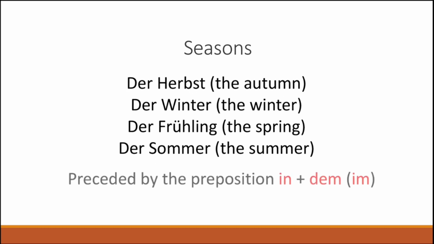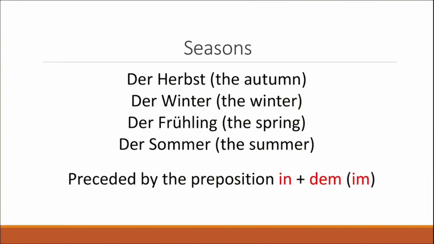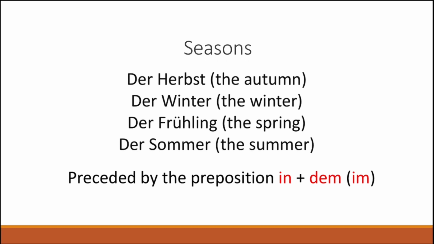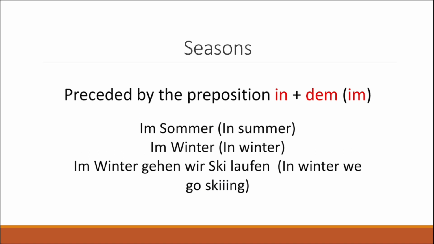And while talking about seasons, we know that they are always preceded by the preposition in dem, which is also expressed as im. Here you can see some examples. If we would like to say in summer, then we say im Sommer or in dem Sommer. If we would like to say in winter, then we say in dem Winter or im Winter. And here is an example sentence. Im Winter gehen wir Ski laufen, which means that in winter we go skiing. So it is pretty important.